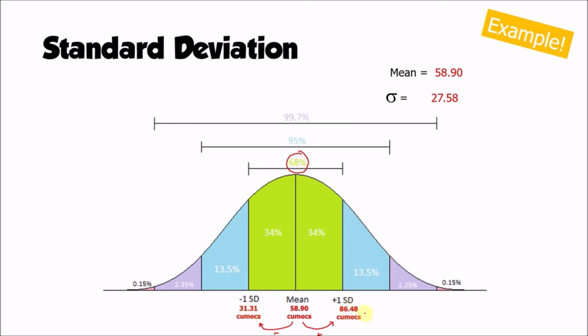We could even go a step further and we could subtract another standard deviation or add another standard deviation on at the other end. So 86.48 plus 27.58 would give us 114.06. And if we were to subtract another standard deviation off the end here, we would get 3.73. So again, we can say that 95% of the time we would expect the river's discharge to be between 3.73 QMex and 114 QMex. So that's how this normal distribution relates to the standard deviation.